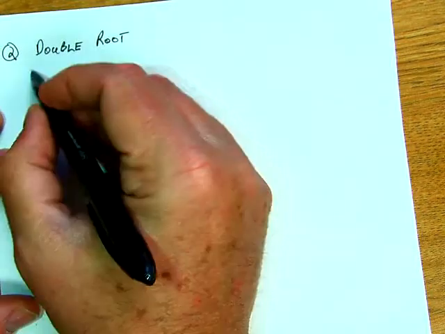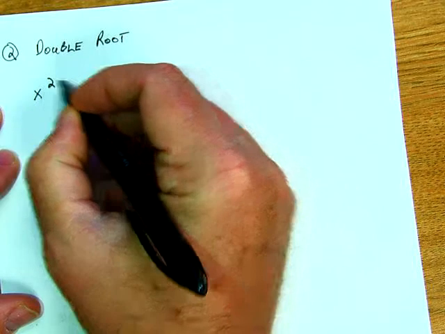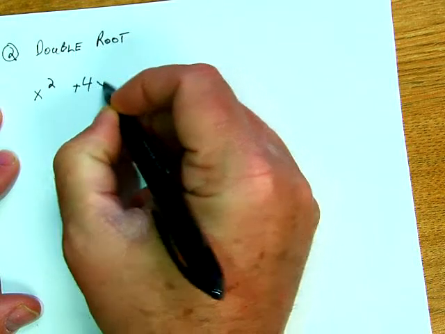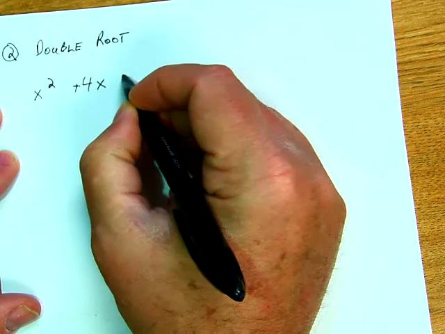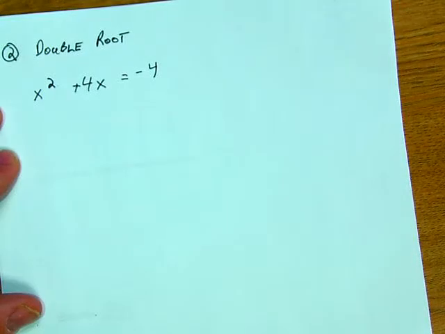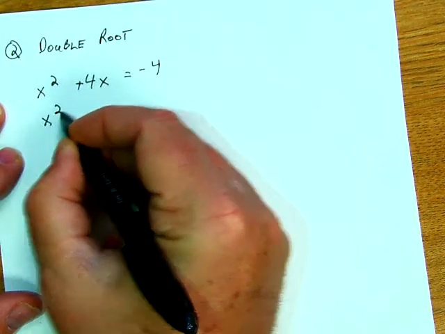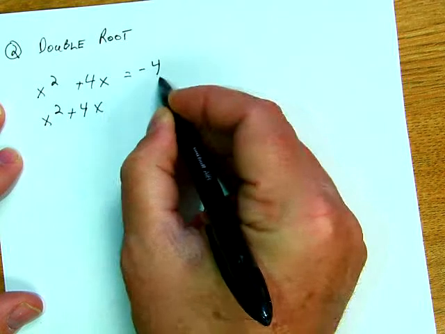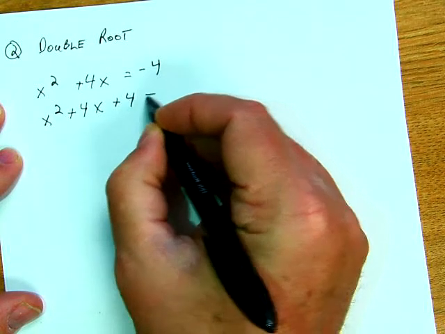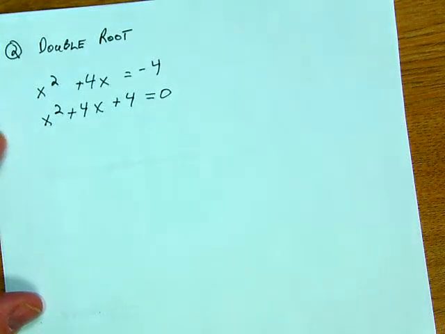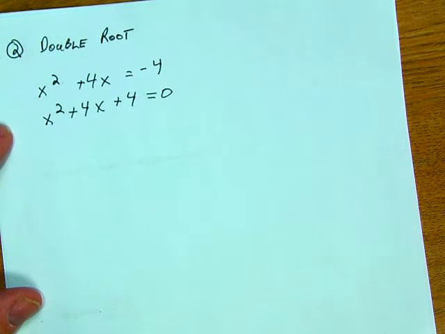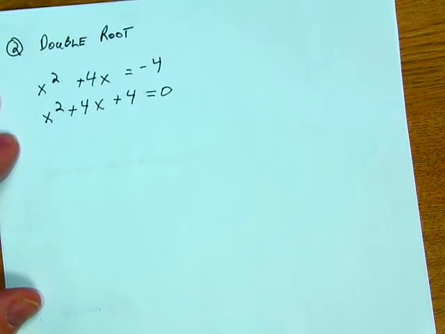So let's take the case of x squared plus 4x equals negative 4. First thing we want to do is rearrange that equation so it's in standard form of the quadratic equation. So x squared plus 4x, and I'm going to add 4 to both sides. That leaves me with x squared plus 4x plus 4 equals 0. Now I'm going to solve this and find the zeros or the roots of this quadratic equation, or in other words, where it crosses the x-axis.